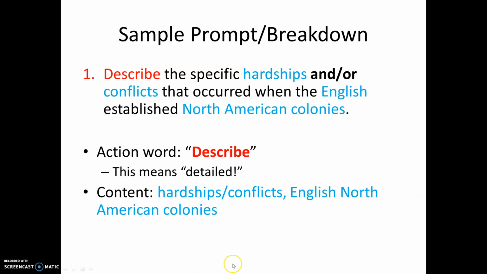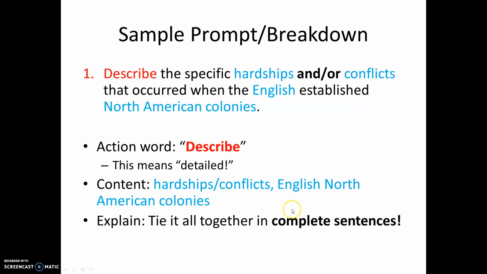English North American colonies. Think Roanoke. Think Jamestown. Think Massachusetts Bay Colony, Plymouth, Rhode Island. Maybe it can be something that you read about, an additional colony we didn't cover as much, but you have background knowledge. You figure out what your content is. In this case, a couple of bullet points. What are the hardships? What are the conflicts? What are the colonies, plural? Plural, more than 1. What are the colonies that I need to include? And then explain. Tie it all together in complete sentences.